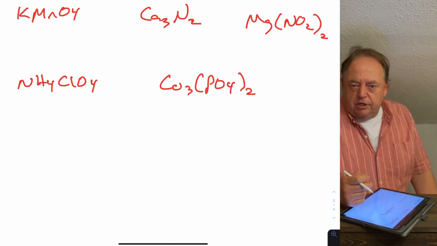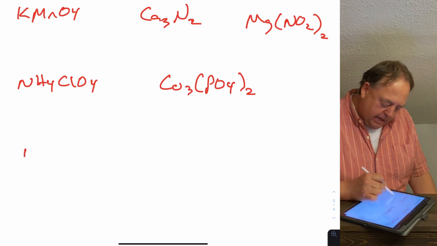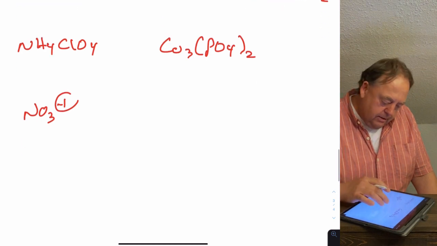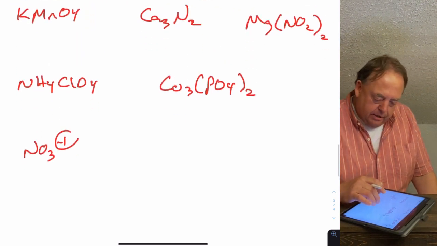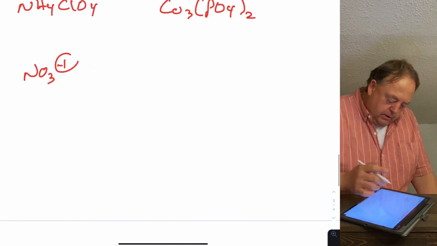And to do oxidation numbers, you have to know the charges on the polyatomic ions, right? For example, you have to know that NO3 is -1. If you don't know that, you can't do this. So if you don't remember your polyatomic ions, you've got to review them and make sure you know what their charges are.